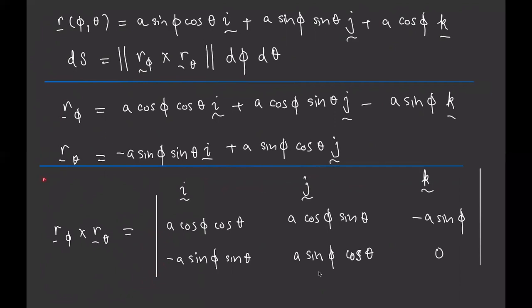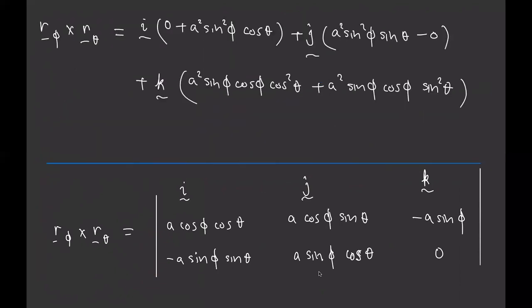Okay, I'm going to keep this last part here and I'm going to erase the top and work it out. So let's see. When I do this calculation, the i component is going to be that minus that. So this gives me 0. This gives me, well, I got a negative sign, but then I'm doing a minus, so the signs go away. So I'm going to get a squared sine squared phi cosine theta.